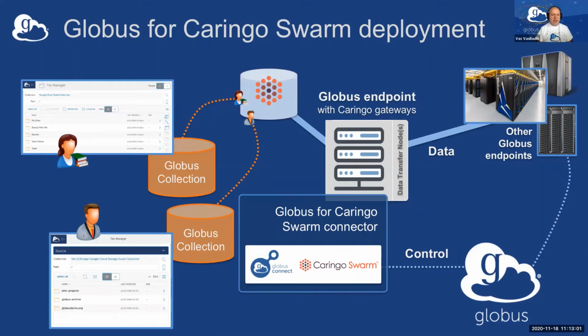So just to talk a little bit more specifically about how the joint solution is deployed. What we have, as I mentioned earlier, are these things called endpoints, which are storage systems with the Globus Connect software and the Globus for Caringo connector deployed. So I'm showing here a cluster of such data transfer nodes, as we call them, that act as gateways to the actual storage itself. And then we have users that come along and access their data via Globus on Caringo storage using these things we call collections. This is set up by administrators, and the users just show up with their normal username and password to access the data and move it and share it and so on.